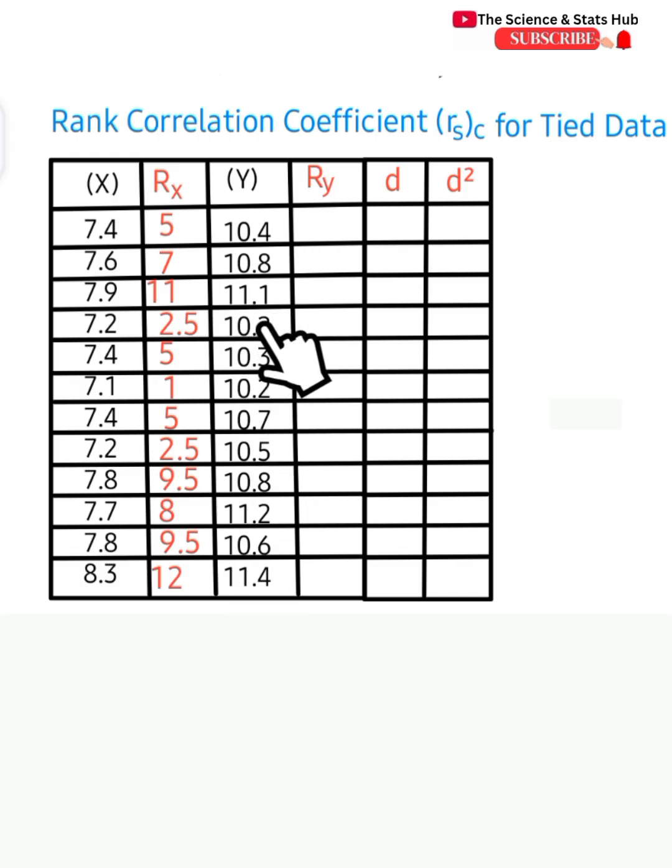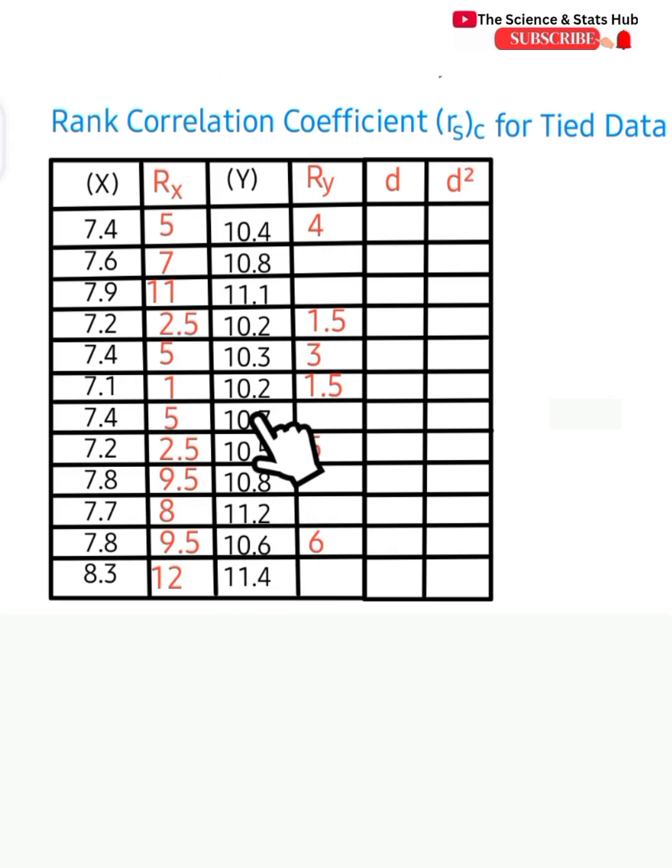This 10.2 is expected to take the rank value of 1, while this takes the rank value of 2. So 1 plus 2 gives 3. 3 divided by 2, 1.5. Next is 10.3, which takes the rank value of 3. 10.4 takes the rank value of 4. 10.5 takes the rank value of 5, followed by 10.6, which takes the rank value of 6.